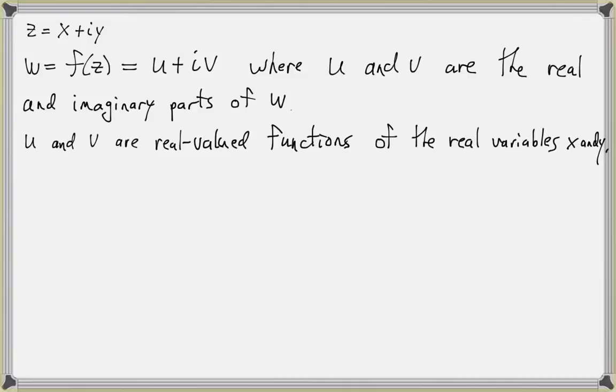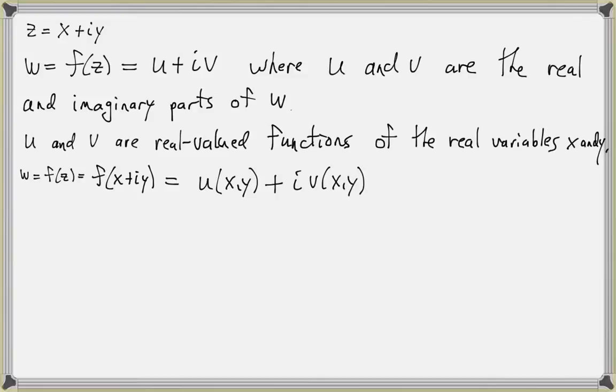So we could write w, which is f of z, where z is x plus iy. So we think of u as a function of x and y, so u of x comma y, plus i times the imaginary part v, which is also a real valued function of x and y. So we can break up any complex valued function into its real and imaginary parts. Let's look at an example of a complex valued function.